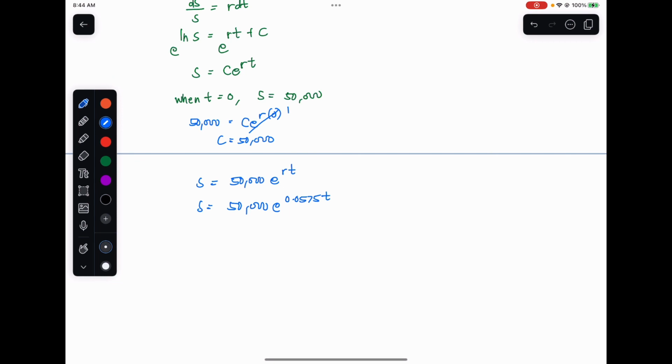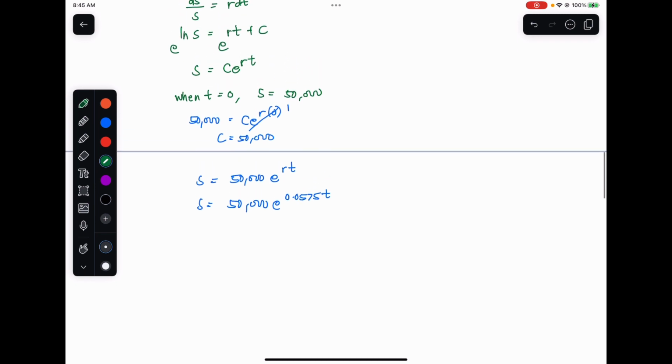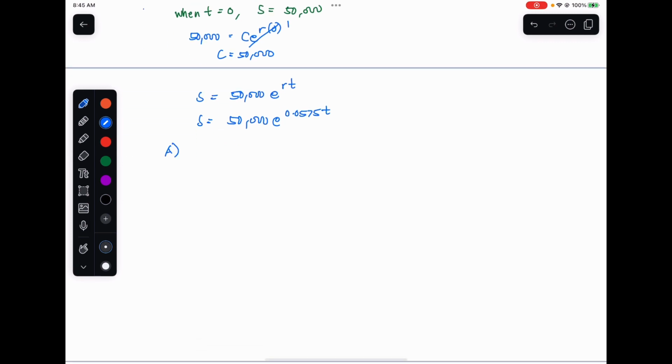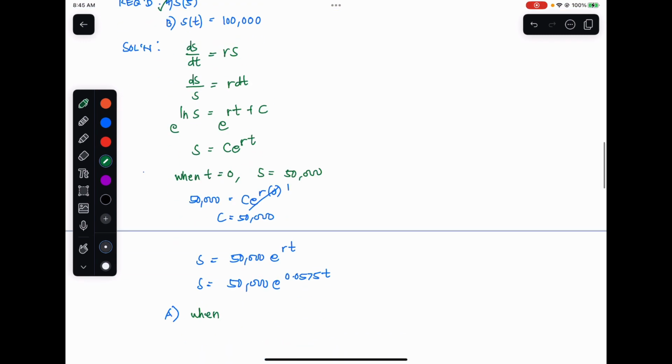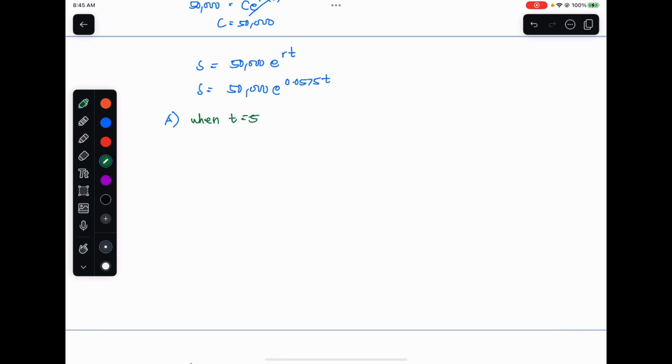0.0575 multiplied with T. So for our first requirement, when time is 5, after 5 years, what would be S? So when T is 5, what is S? So S then would be 50,000 e raised to 0.0575, and then the time is 5.